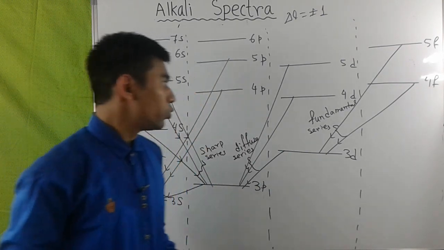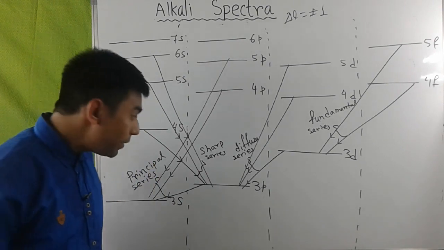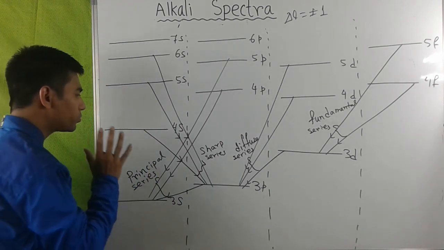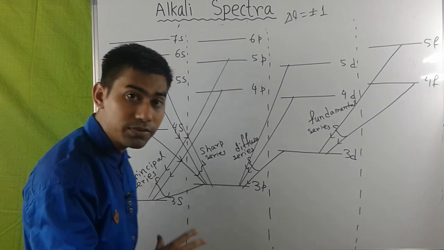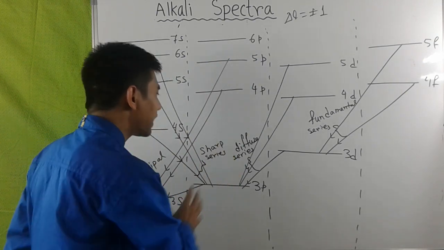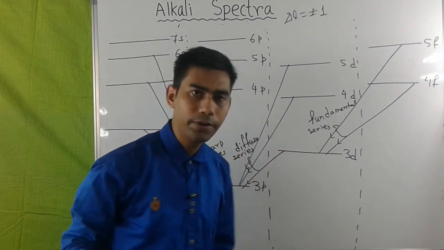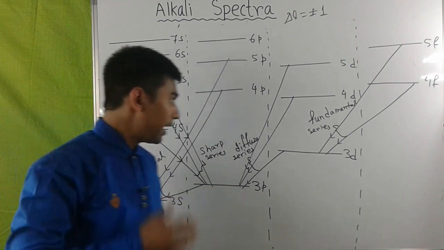Now we explain the doublet structure of the lines of the principal series and sharp series, and the triplet structure of the lines of the diffuse series.